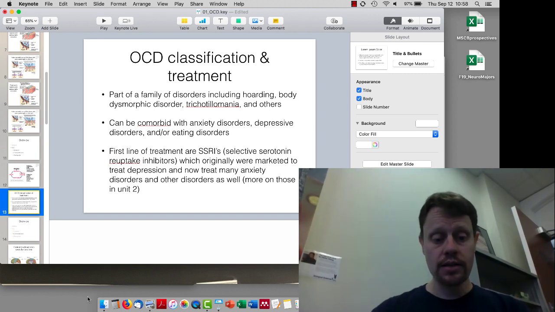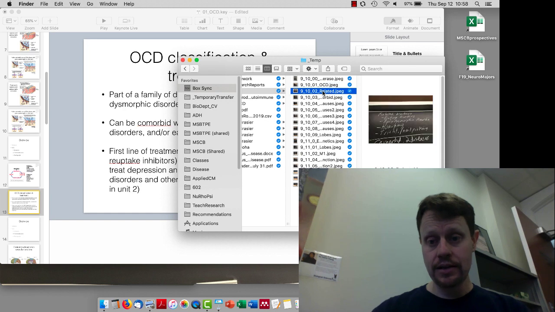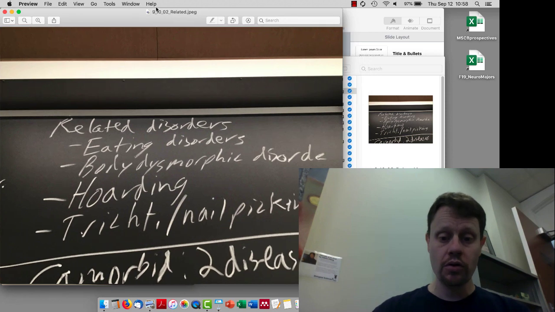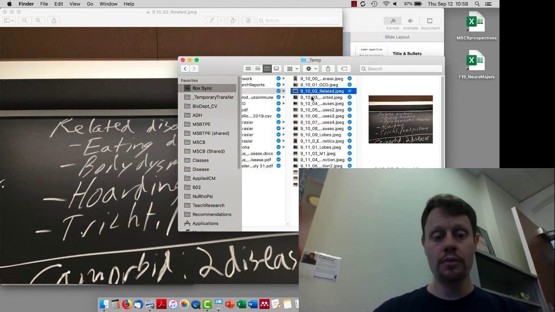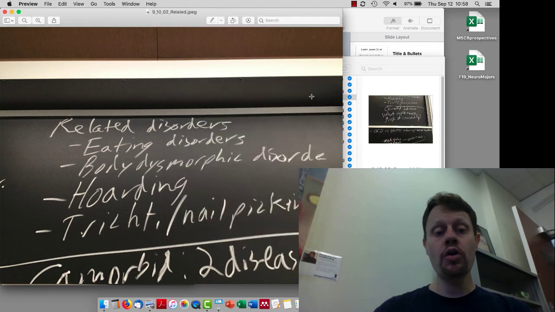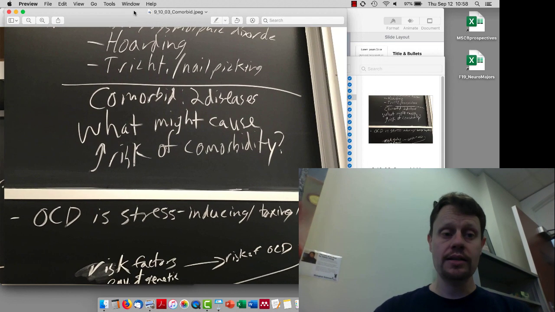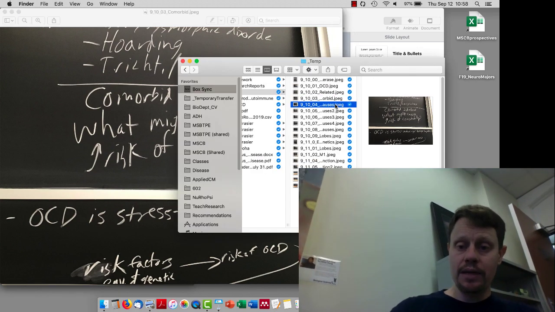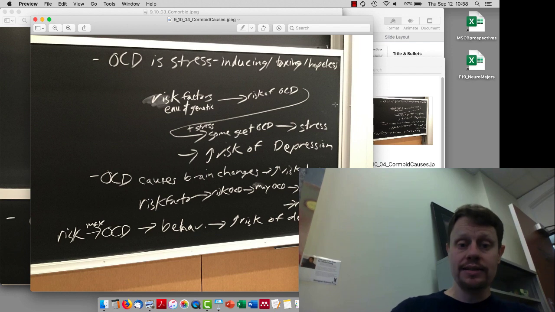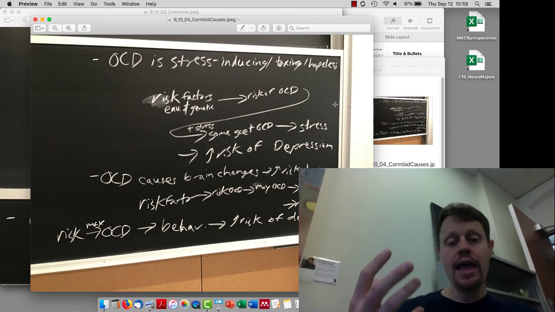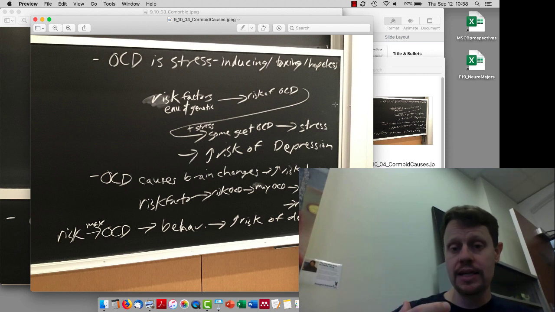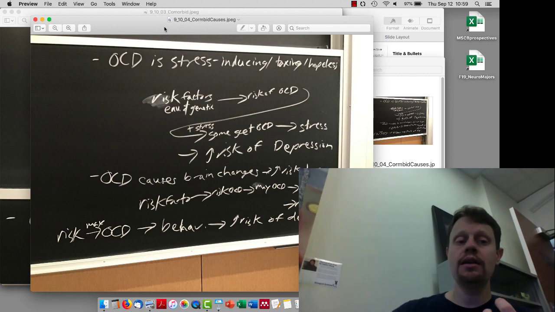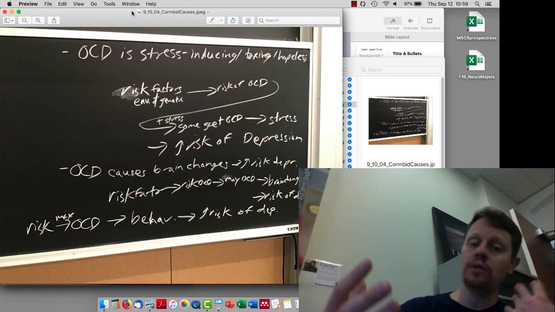These increase the serotonin in the synapse by slowing down the removal. And then we also talked in OCD about comorbidities of OCD. First of all, related diseases, including eating disorder, hoarding disorder, trichotillomania, which is hair pulling, nail picking, and so on. Comorbid diseases included depression and anxiety. And then there are different reasons why diseases might be comorbid. One possibility is that OCD is stressful. Once somebody has OCD, that causes stress, and then the stress causes a risk of depression. And that's why we see a higher than expected fraction of people with OCD who also have depression.